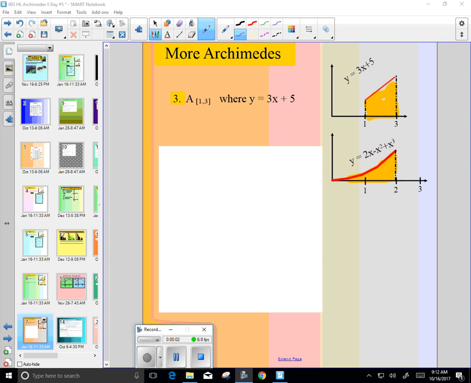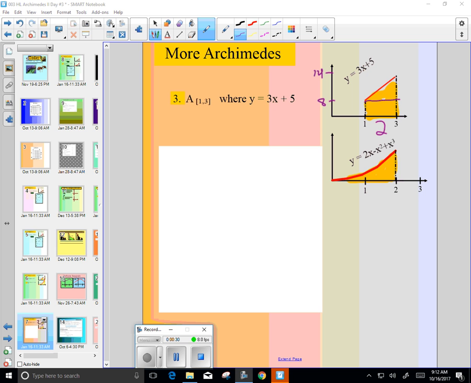Last week we talked about Archimedes' method. It is a method of tying in sequence series to area under a curve. This is the shape. If you were to draw this, what's the width from here to here? 1 to 3. 2, right? What's the height here? If you put a 1 in here, it's going to be up to the 8, right? And you put in a 3, it's going to be up to the, what, 14?